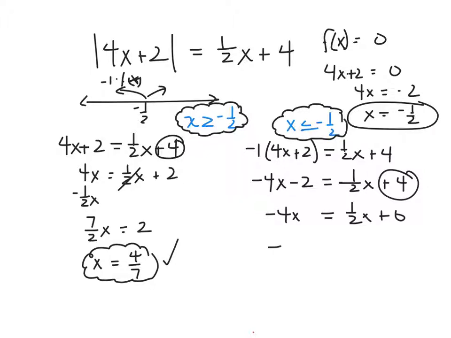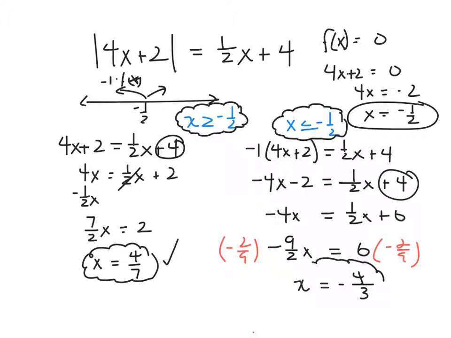So when I subtract 1/2, that gives me -9/2 x equals 6. Multiplied by the reciprocal, I get x is going to be equivalent to... okay, I'll just show this one so you understand it. I'm multiplying it by -2/9. So my answer to this one is actually going to be -4/3. Okay, so 6 times -2/9 is -4/3.